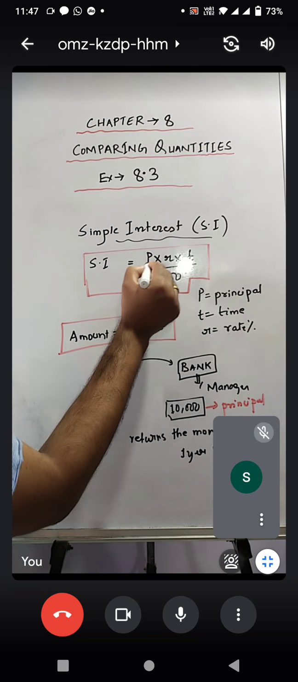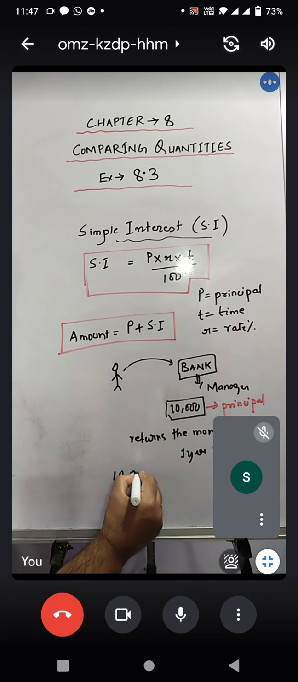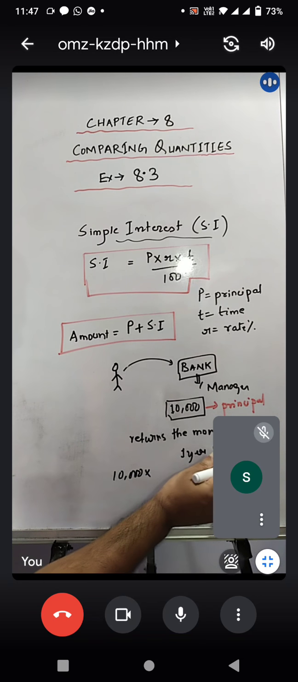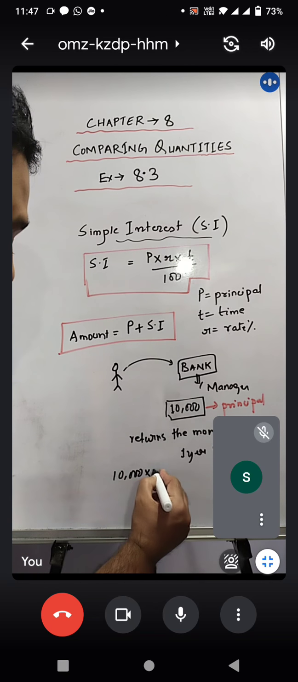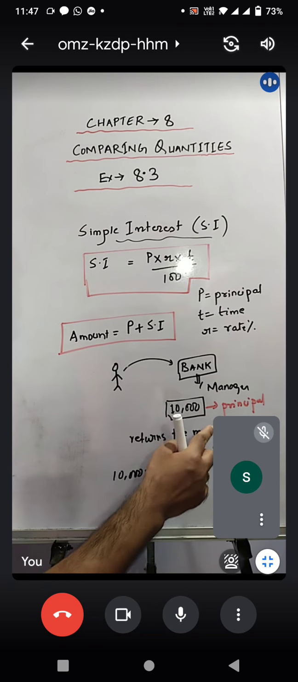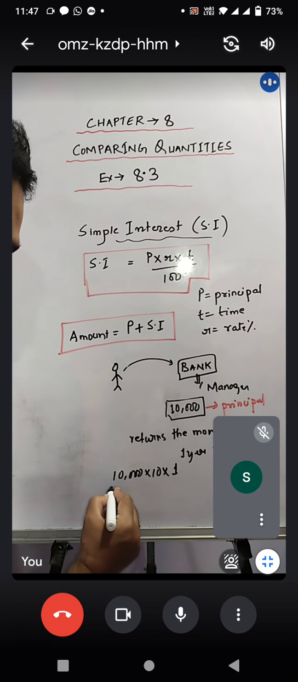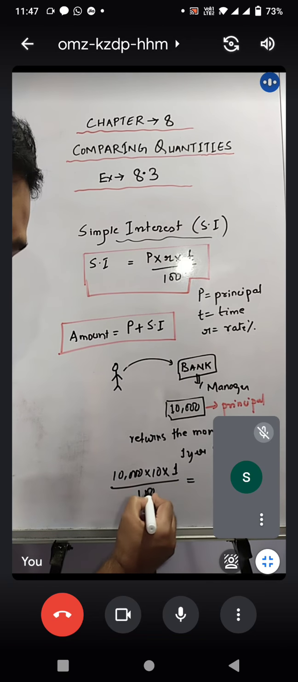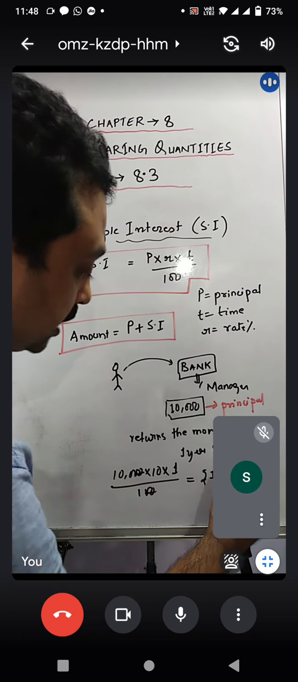So if I put 10,000 in place of principal, and what is the rate percent? Rate percent is always given in percentage form. So this is an interest he is charging, 10, and the entire money he has to return within what? 1 year. So in place of time, you will put 1 divided by 100. If you reduce this, we see that rupees 1,000 is coming.